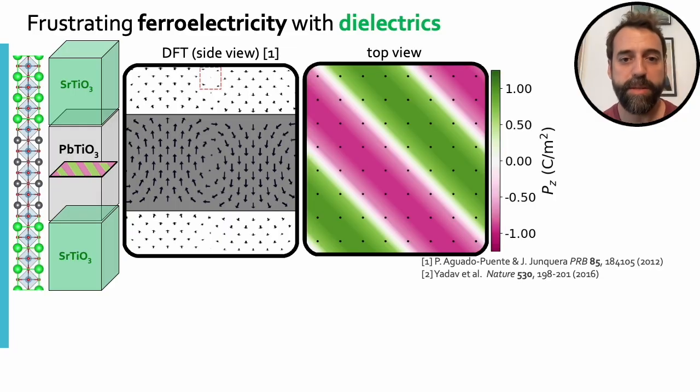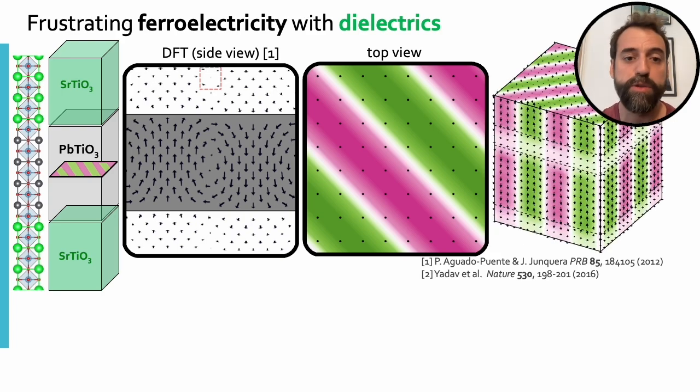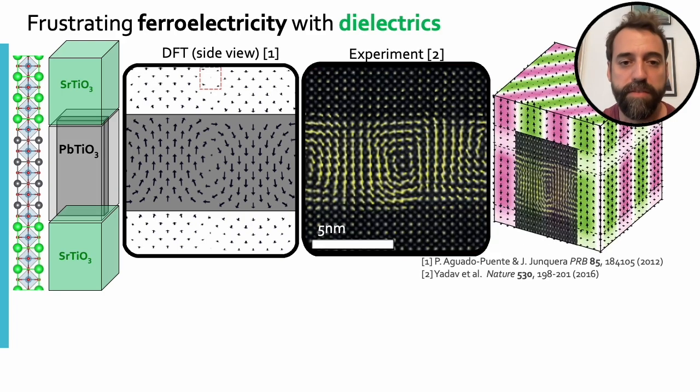Now, such domains are typically shaped as stripes, and this would be just a top view through the center of the PTO layer. Now, such dipole patterns were first predicted using first principle simulations over now a decade ago, in precisely lead titanate strontium titanate superlattices, and some 4 years later it was experimentally measured in those same superlattices. So this is the experimental verification, and this allows me very briefly to introduce the kind of methodology that I will be using in the remaining of the talk, which is second principles calculations.